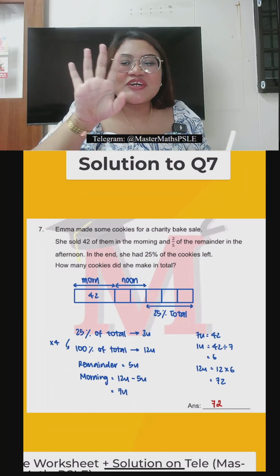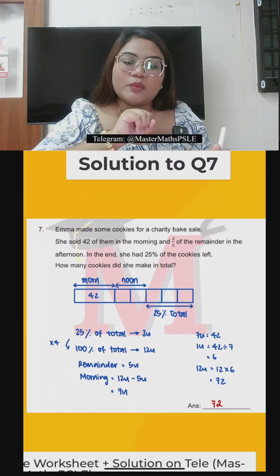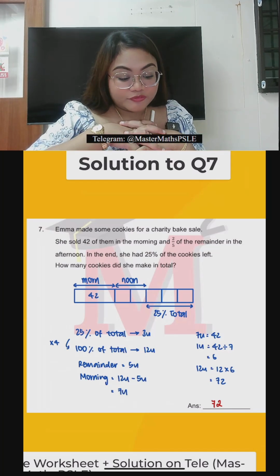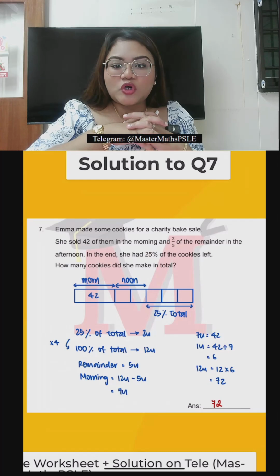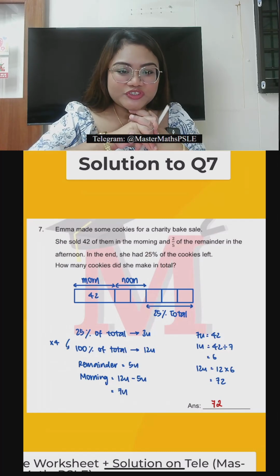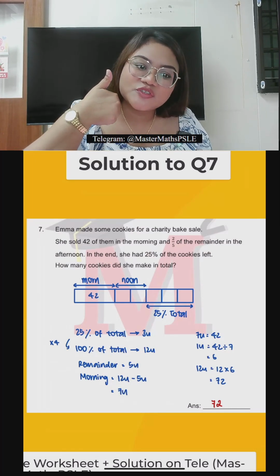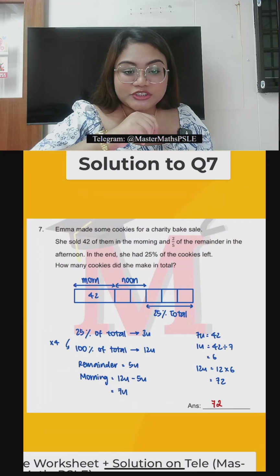Okay, so 7 units is 42. 1 unit will be 6. And all of the cookies is our total 12 units, and that will be 72. Okay, 12 times 6, 72. Got it? Everybody understand so far? There will be one last question after this, okay?